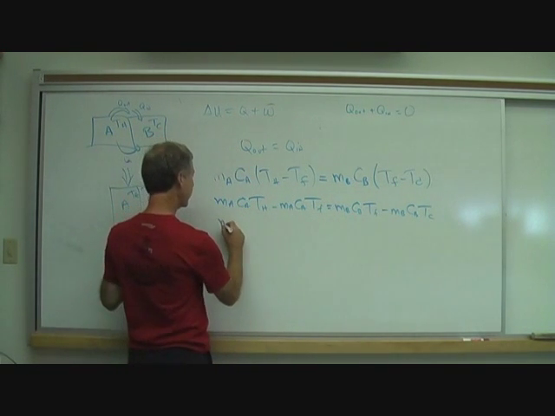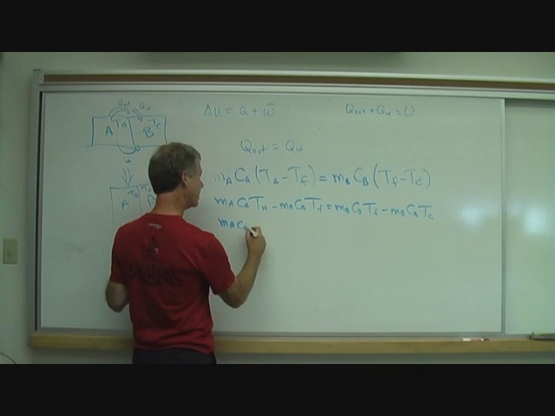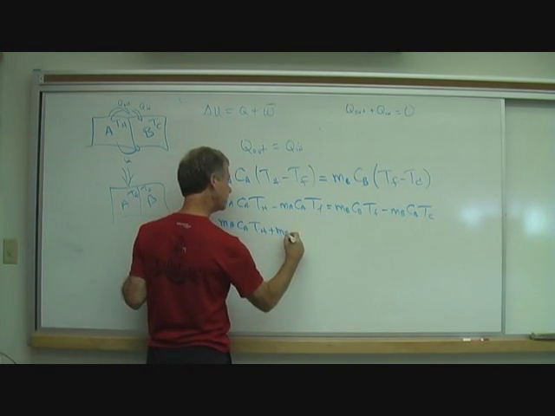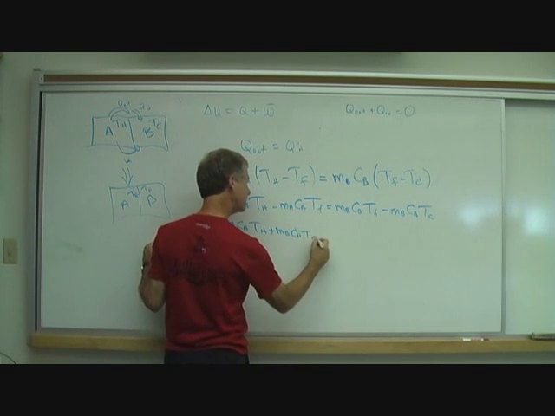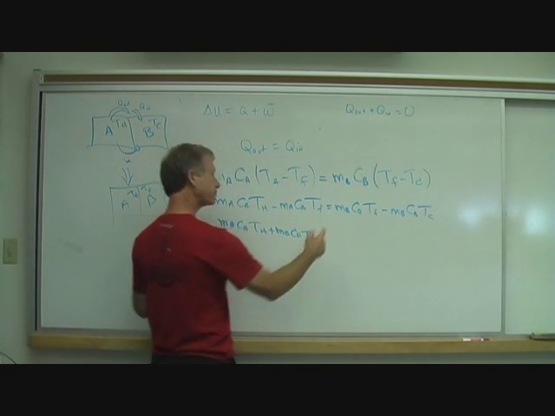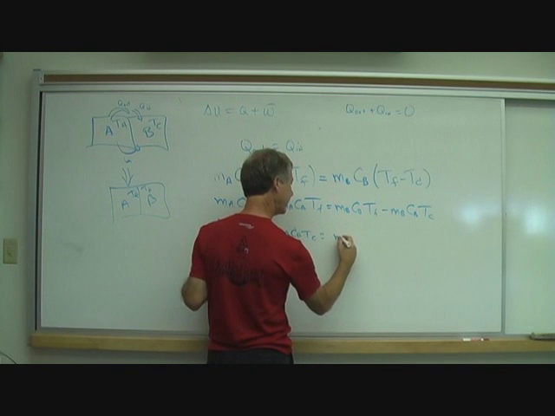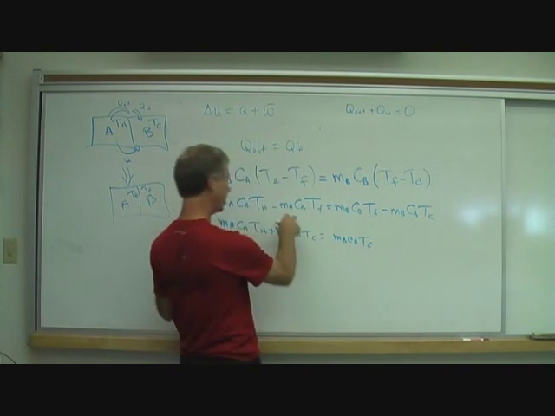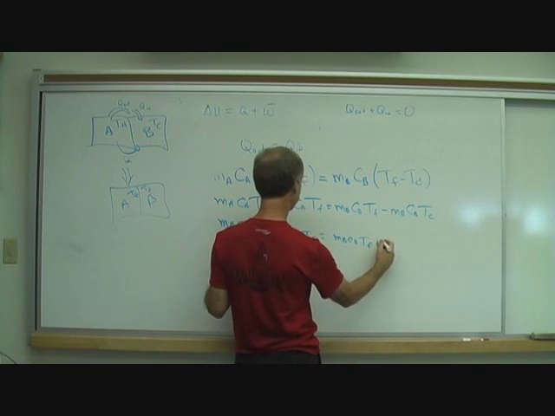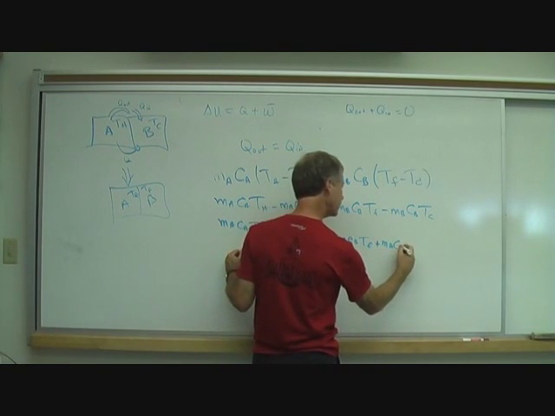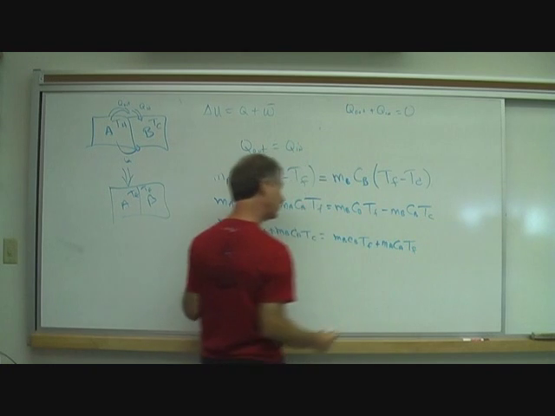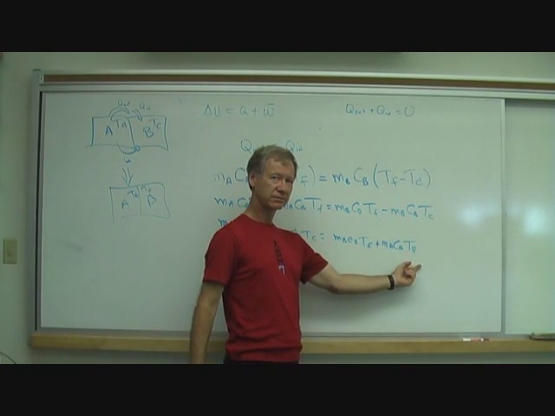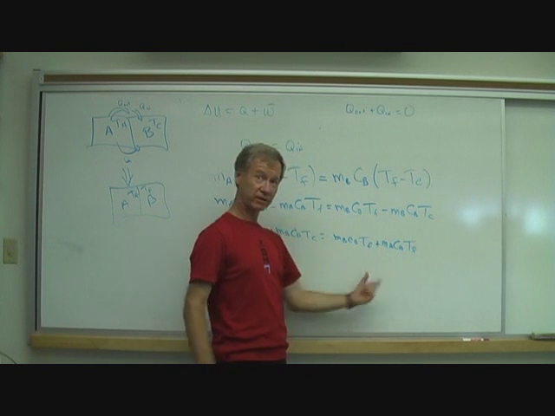So I'll get M_A C_A T_H plus M_B C_B T_C will equal, well, the M_B C_B T_f is still there, and I move this over then. So that's plus M_A C_A T_final. All right? Factor T_final out and divide by what's in the parentheses.